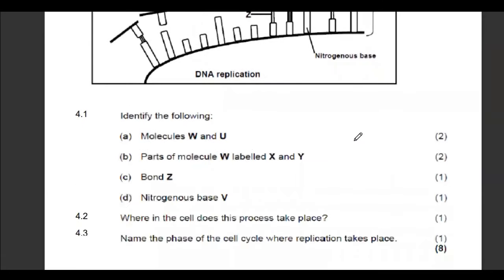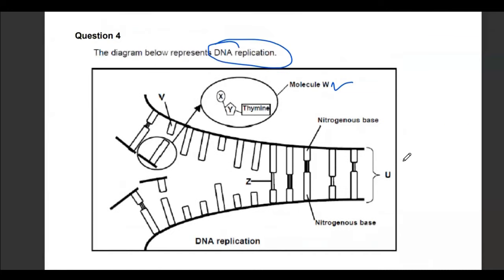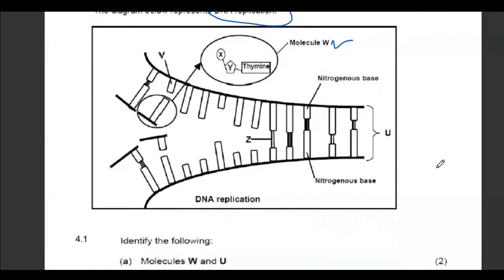Yeah, so question them. Molecule W, where is molecule W? We have seen it, molecule W is here. It is a nucleotide, correct. Molecule U, where is molecule U? The whole molecule is DNA, correct. Then they are saying that Z is weak hydrogen bonds, correct.